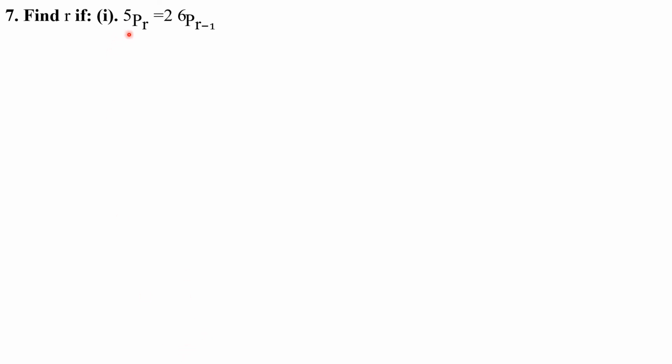What is given here? 5Pr is equal to 2 into 6P(r−1). In the previous question, we found the n value, whereas in this question, we are going to find the r value. Okay, my dear children? Right. Now, come to the solution part. What is given here? 5Pr is equal to 2 into 6P(r−1). This is the given equation.